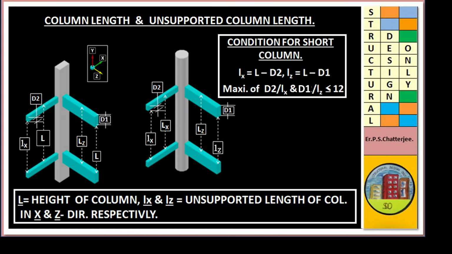Condition for short column: Lx, that is unsupported length in x direction, should be L minus d2, and in z direction L minus d1. Maximum of Lx by d2 and Lz by d1 should be less than or equal to 12.